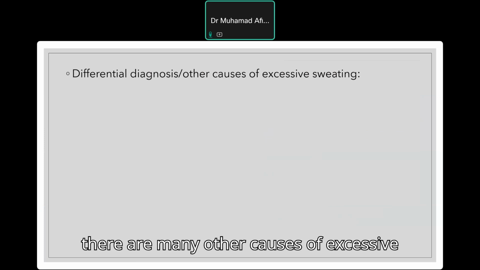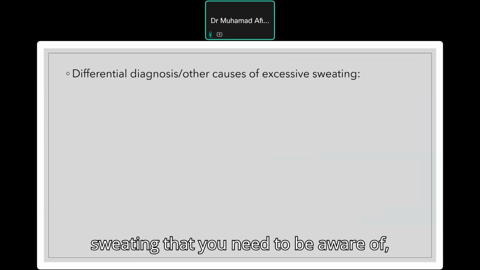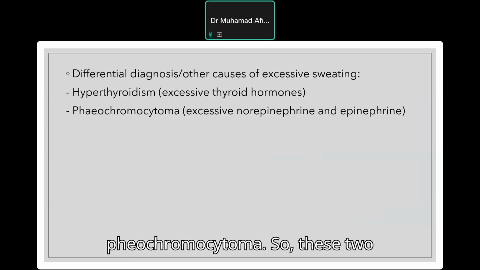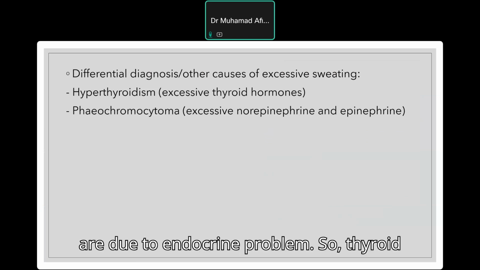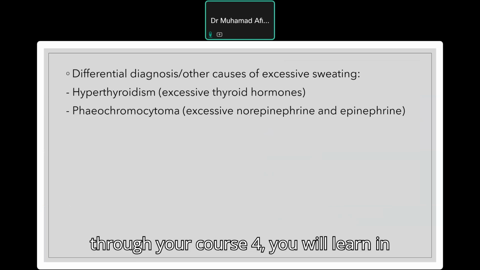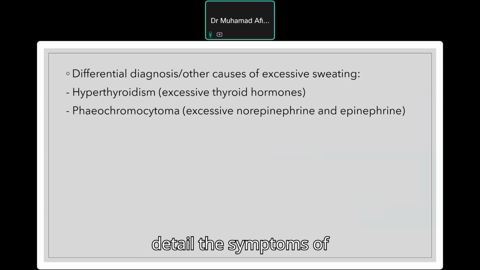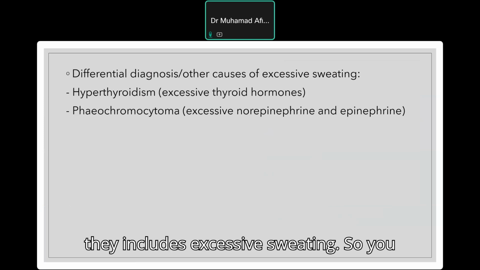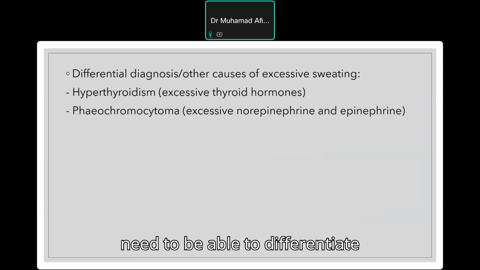So there are many other causes of excessive sweating that you need to be aware of, particularly hyperthyroidism and pheochromocytoma. So these two are due to endocrine problems. So thyroid is an endocrine hormone, and pheochromocytoma is due to epinephrine and norepinephrine hormones. So when you go through your course 4, you will learn in detail the symptoms of hyperthyroidism and pheochromocytoma, and they include excessive sweating. So you need to be able to differentiate them from primary hyperhidrosis.